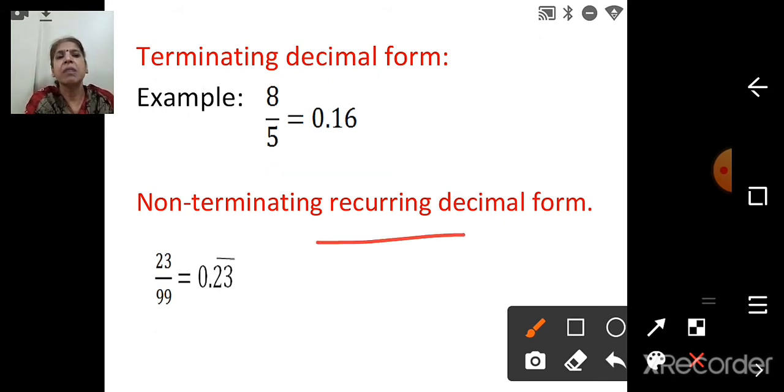This is non-terminating recurring decimal form. If the fraction is 23 upon 99, the numerator 23 is divided by the denominator 99, and the answer you will get is 0.232323 and so on. Which digits are repeating? 2, 3. When the digits are repeating, we put a bar upon them. So this is an example of non-terminating recurring decimal form.